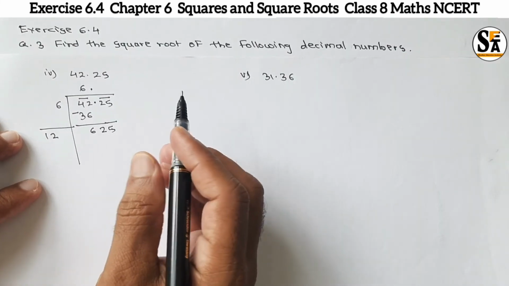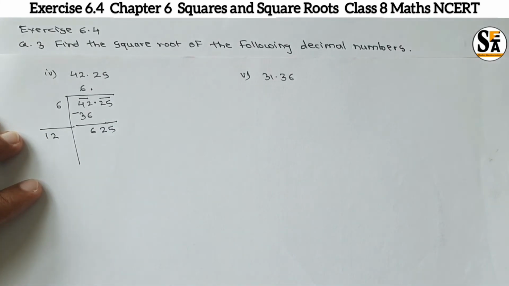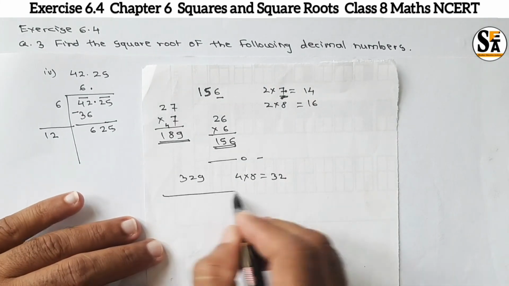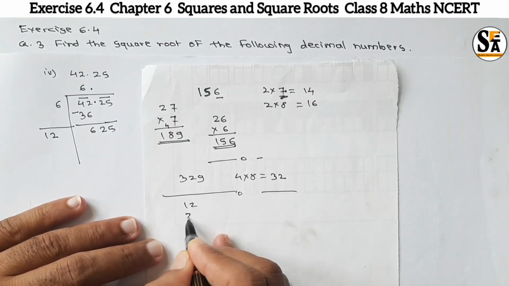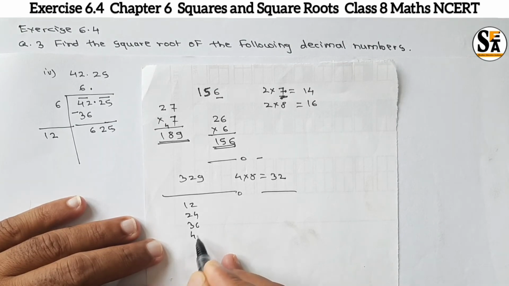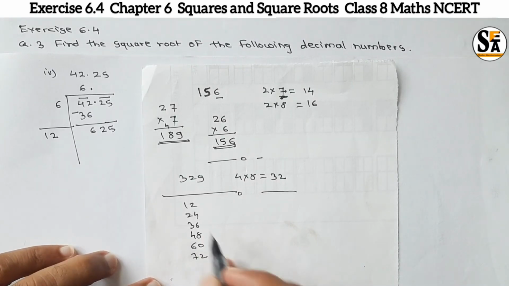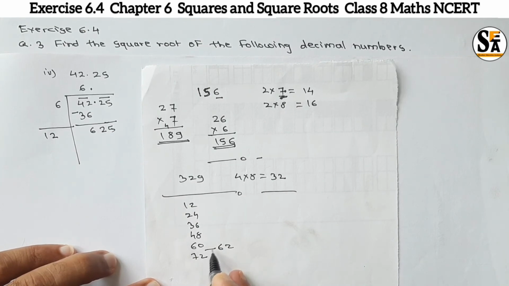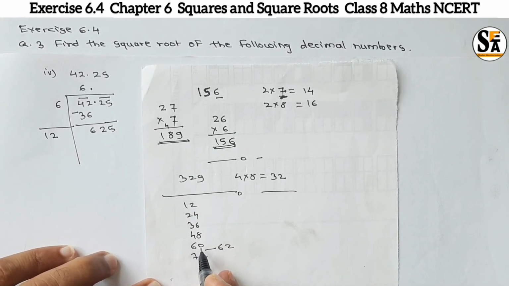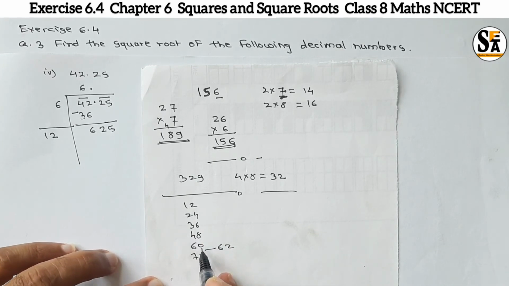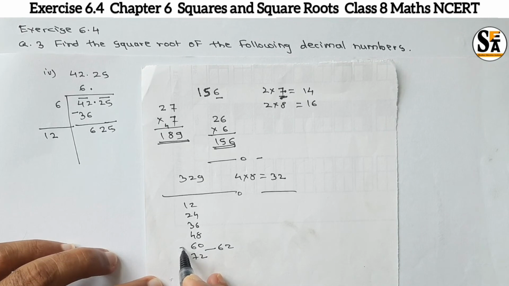Isn't it? See the table of 12: 12, 24, 36, 48, 60 and 72. This is the table of 12. अभी 62 कहाँ आता है? इसके बीच में आता है, 60 के और 72 के आगे, means 12 5s are 60. So we must try this first 5 number.